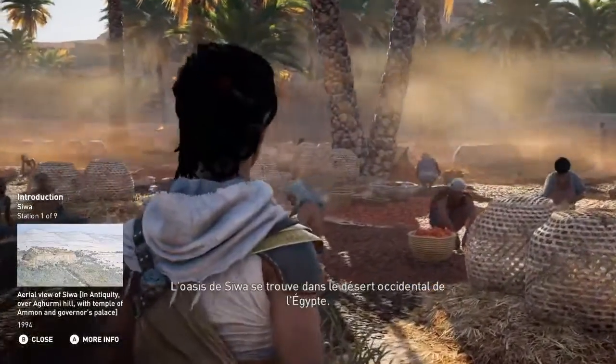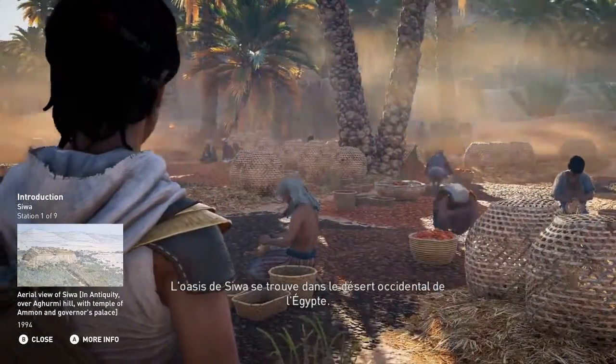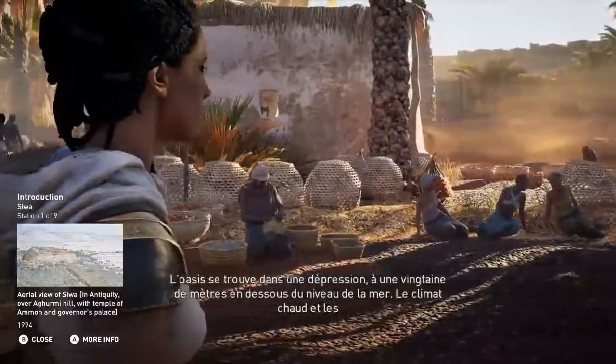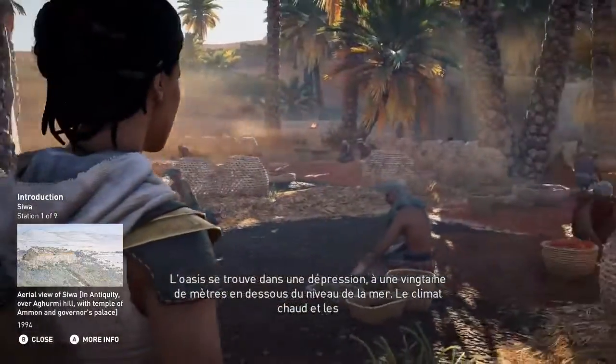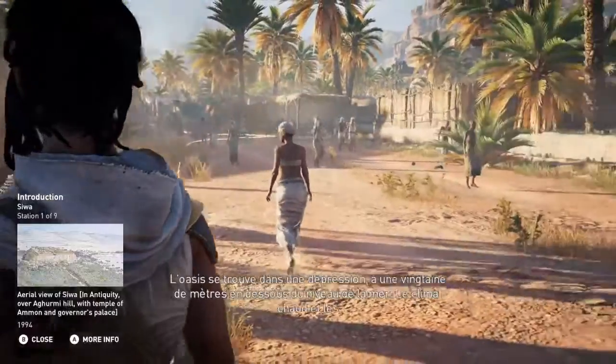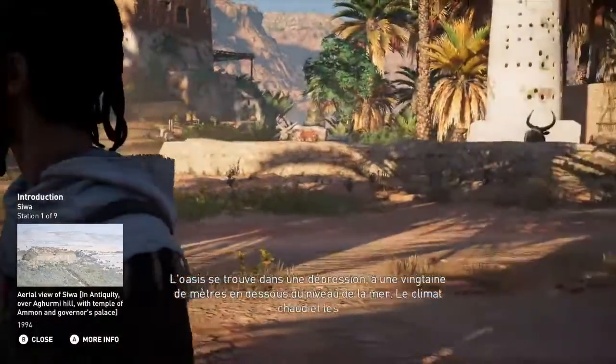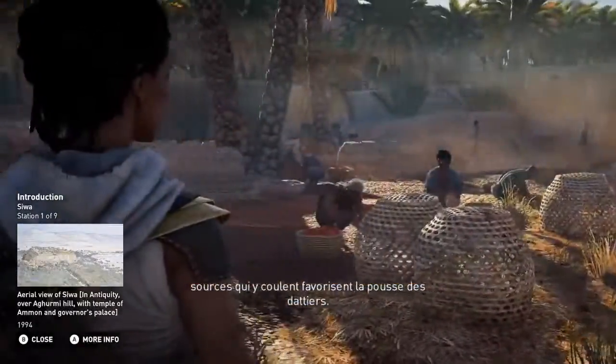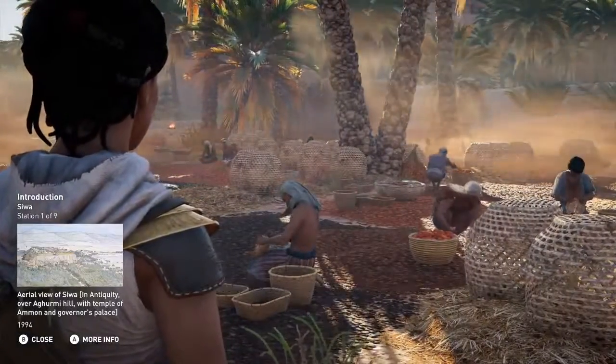The Siwa oasis is in the western desert of Egypt. Geographically, the Siwa oasis is located in a depression 20 meters below sea level. Its natural springs and warm climate aided in the bountiful production of date trees.